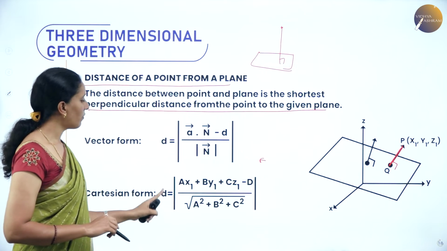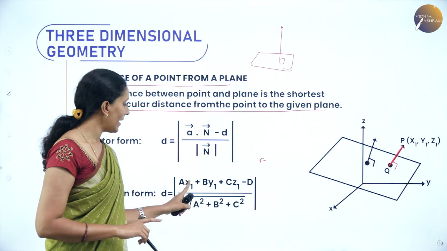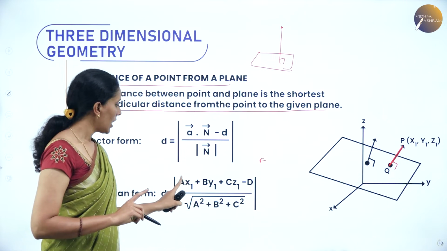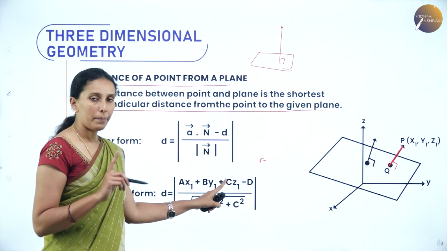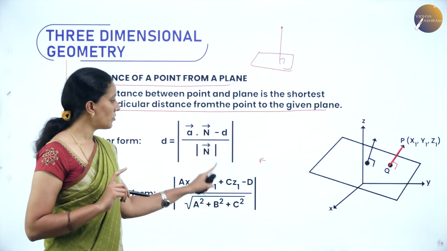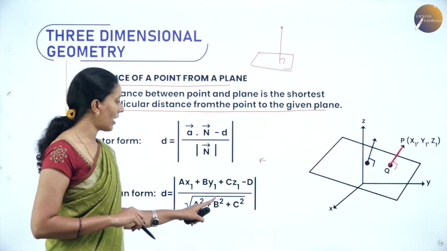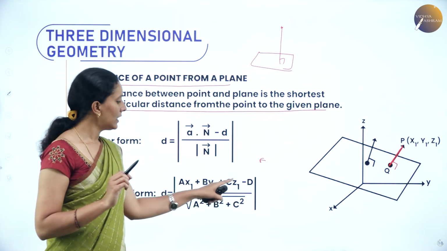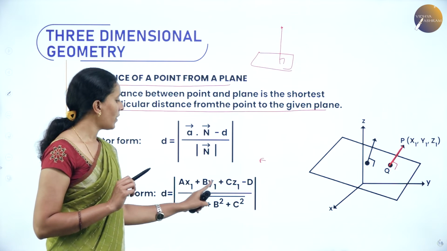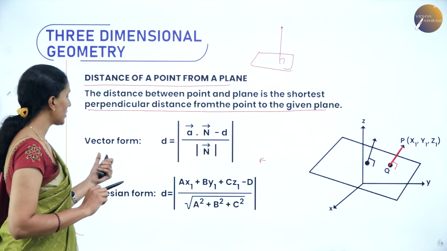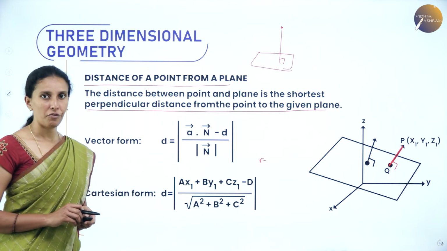And in Cartesian form we can write it as ax1 + by1 + cz1 - d, where a, b, c represent the direction ratios of the normal, and here a square plus b square plus c square, and d is the distance of the normal, and x1, y1, z1 are the coordinates of point P. So we have both vector as well as Cartesian form.